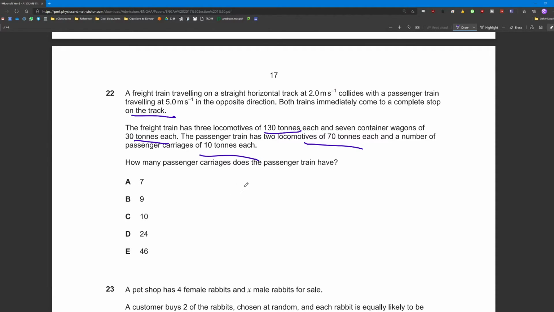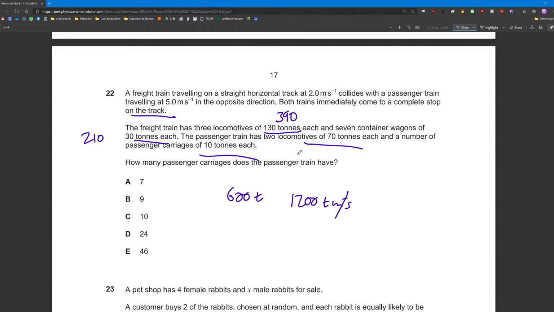Okay, so because this is mechanics on the big scale, collisions on the big scale, we use the principle of conservation of momentum rather than conservation of kinetic energy. The mass of the freight train, 3 of 130 tons, so 390 tons, and 7 of 30 tons, so 210. In total, that's 600 tons of mass. And the freight train is traveling at 2 meters per second, so 1,200 ton meters per second.